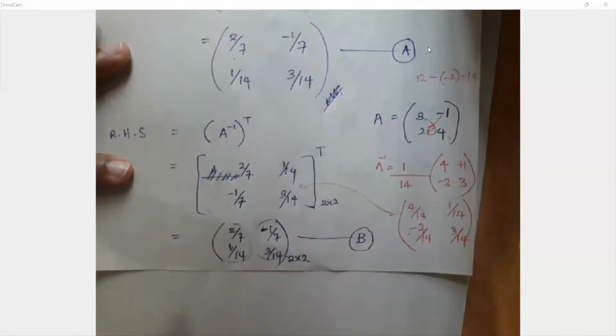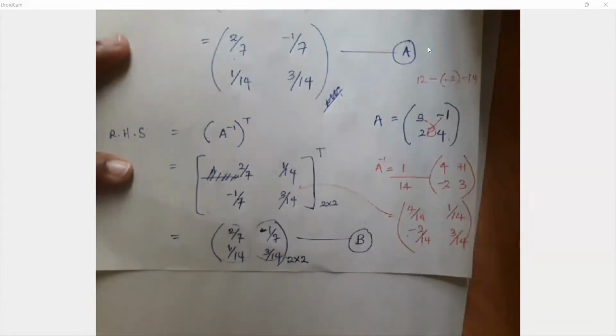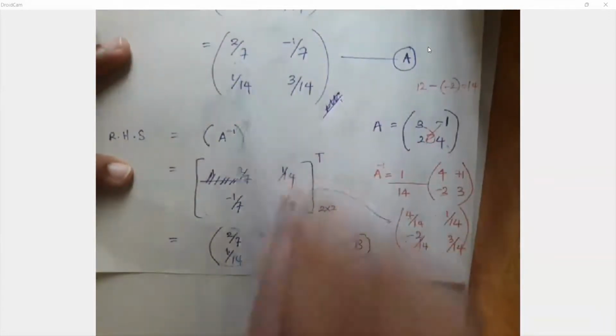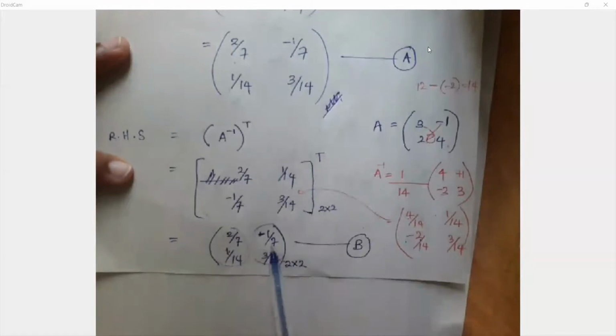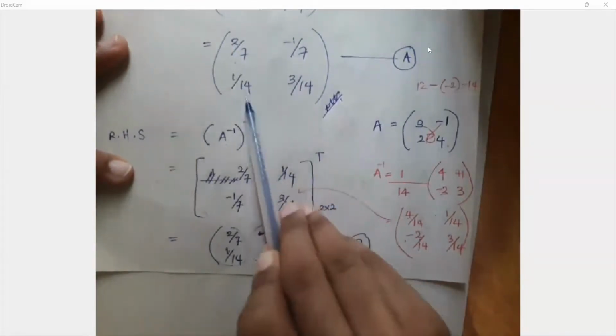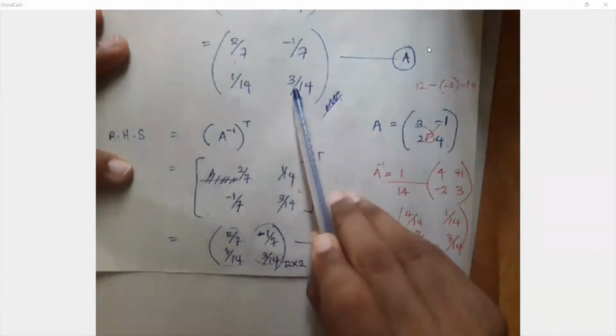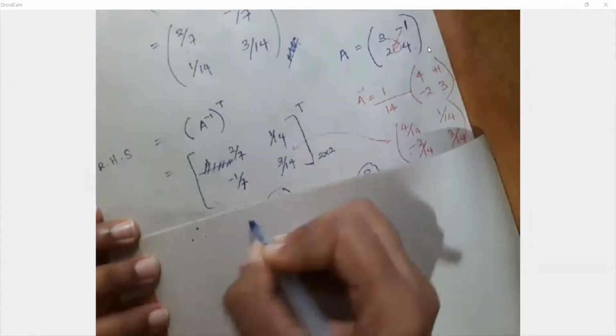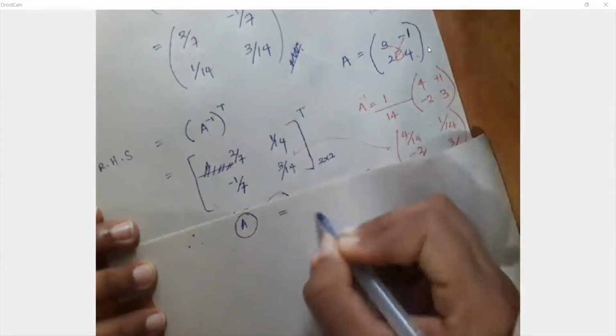Starting from the sign, it should be equal. Then we say these two matrices are equal. Now see 2 by 7, 2 by 7, minus 1 over 7, minus 1 over 7, plus 1 over 14, plus 1 over 14, plus 3 over 14, same here. So we say, therefore, our A equals B.